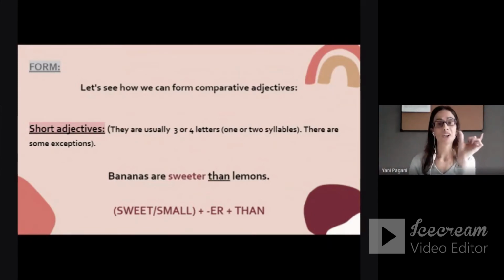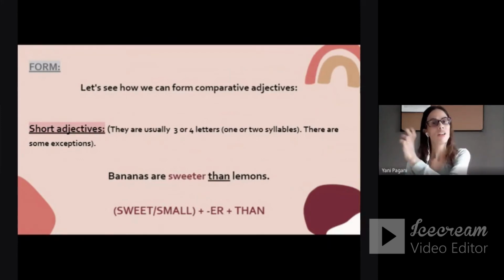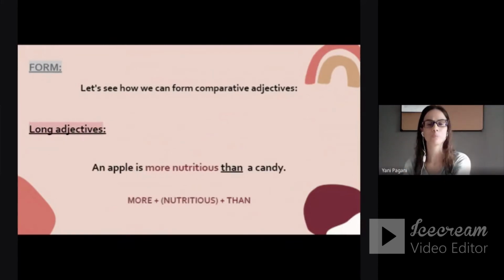So we say the first object, bananas, then in this case are, then the adjective with these letters, er, then than, and then the second object. Yes, bananas are sweeter than lemons. What happens when the adjective is long?